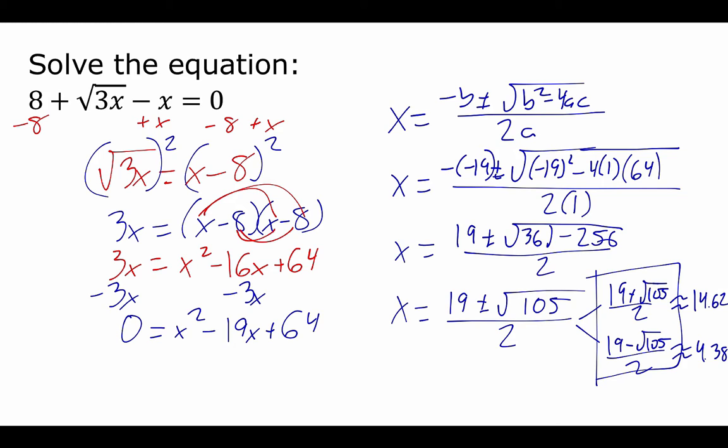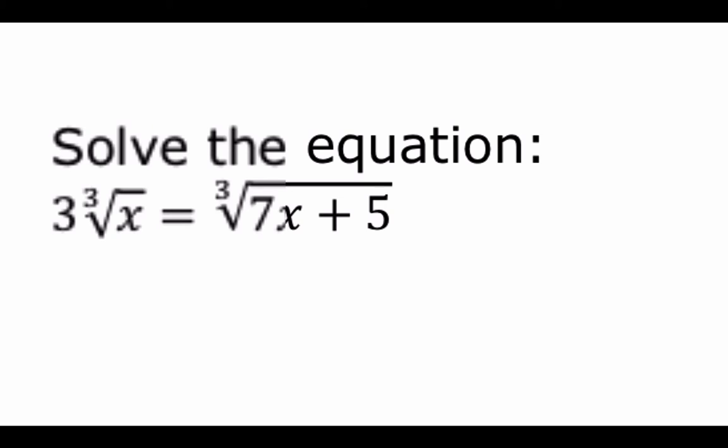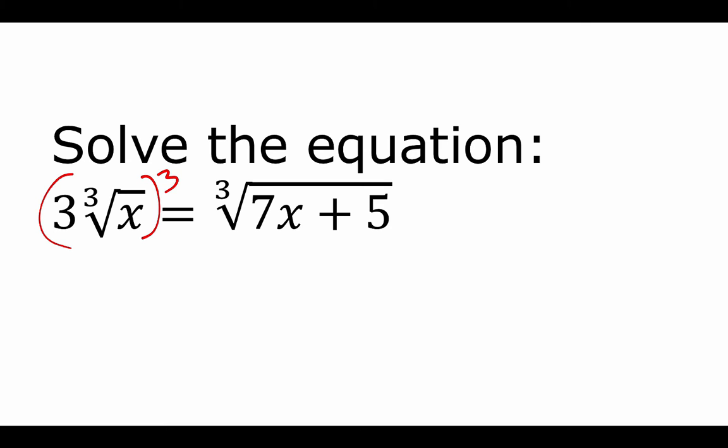And we will. So, next up, we have 3 times the third root of x equals the third root of 7x plus 5. Whole lot of third roots going on. What I'm going to suggest is we take the third root of both sides. Now on the left side, we got to do the third root of both pieces. So this is one single term, 3 times the third root of x.